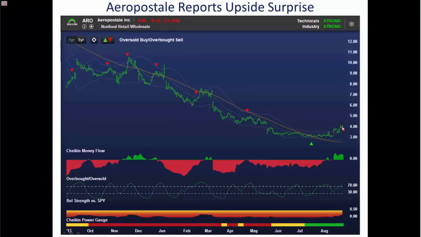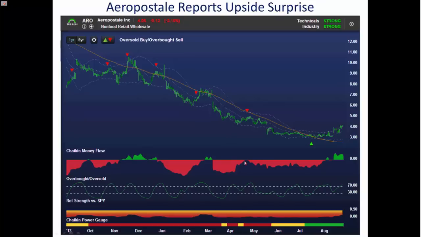So here's an example where the relative strength is still weak, but the power gauge sensed something. Maybe it saw the insiders buying. Maybe the analysts changed their opinion, or the stock got cheap enough on the value metrics. The point is, it does this heavy lifting for you.